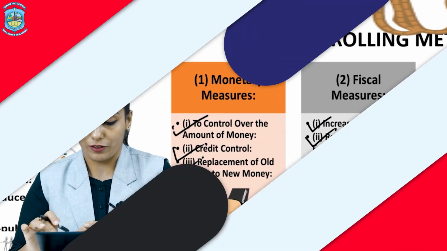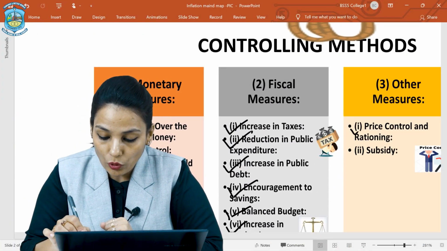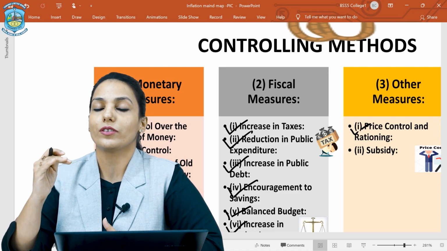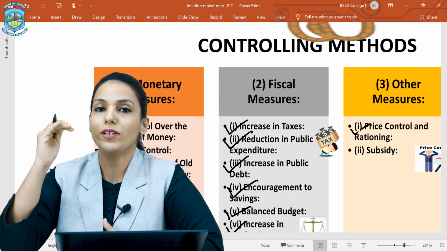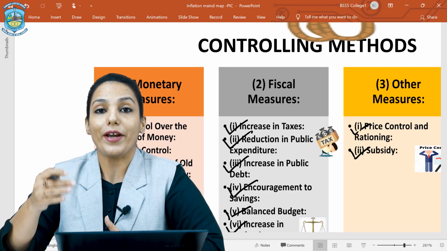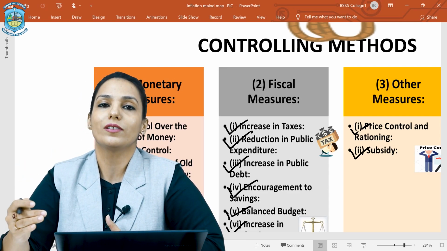And other methods include price control methods, which ensure that the prices of goods and services do not increase above a stated limit, or it can include providing more subsidy for provision of more goods and services in the economy.